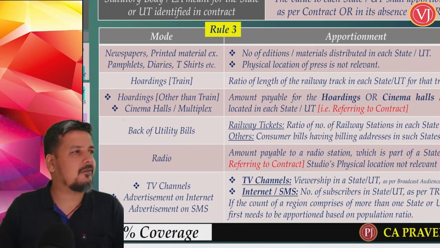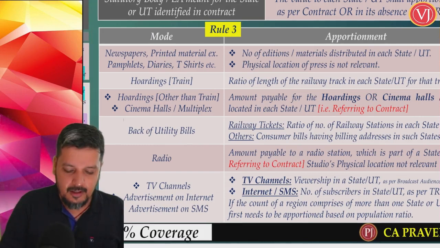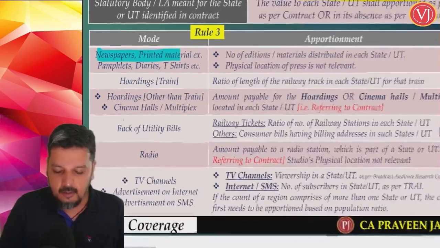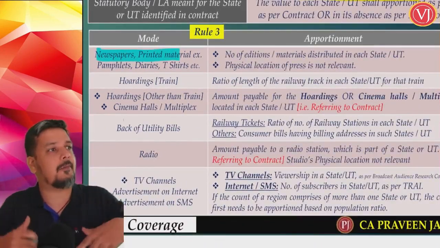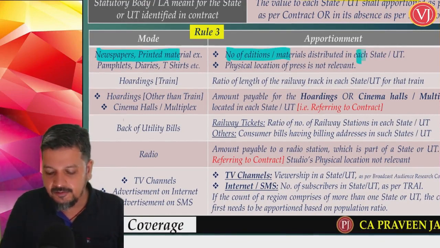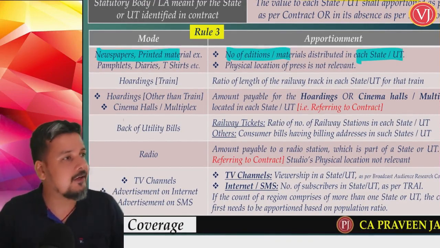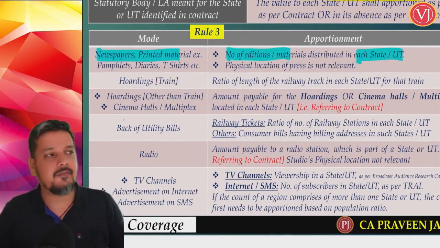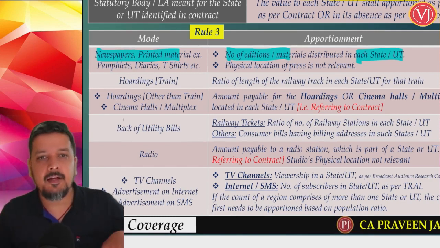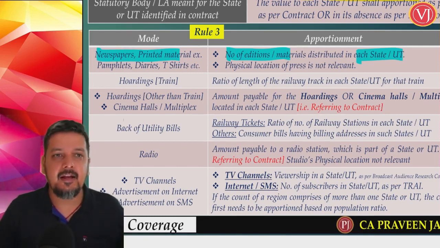Suppose, very logical proportion. If at all advertisement is given by Tamil Nadu government via newspapers, printed material, etc., then how to determine it, because the advertisement will not be given only in Tamil Nadu, it will reach even other states. Then the number of materials distributed in each state. Supposing 1 lakh t-shirts are printed, 80,000 t-shirts are given in Tamil Nadu, 20,000 t-shirts are given in Kerala. Where is the place of supply? Tamil Nadu and Kerala in the ratio of 8:2.